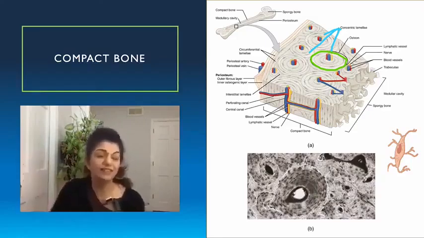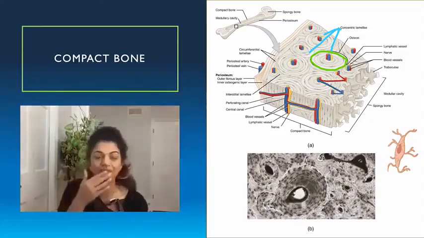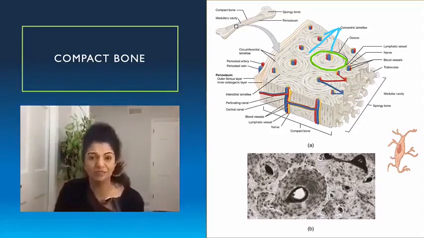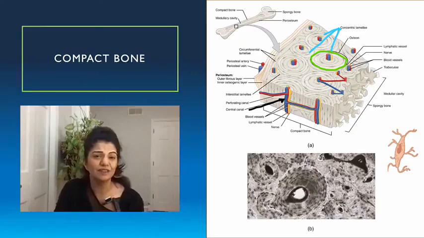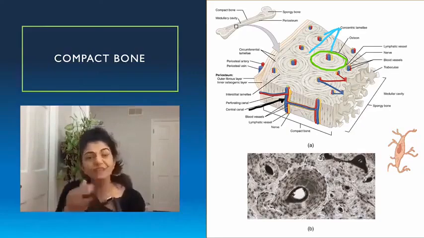So these pathways called Haversian canals are very important to keep the bones alive and keep everything running smoothly. Now, each osteon is composed of concentric rings of calcified matrix called lamellae. And running down each of these osteons is a central canal or Haversian canal, right, which contains blood vessels, nerves, and lymphatic vessels. These vessels and nerves are very important because obviously they supply the bone.